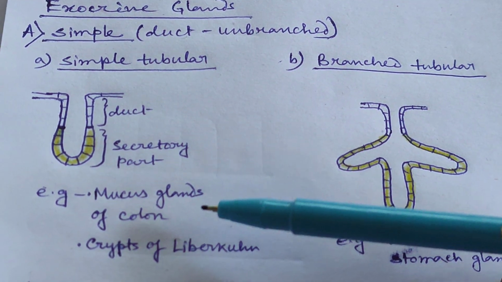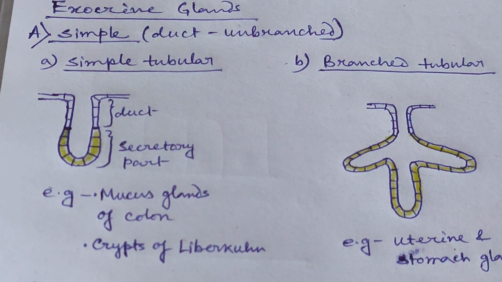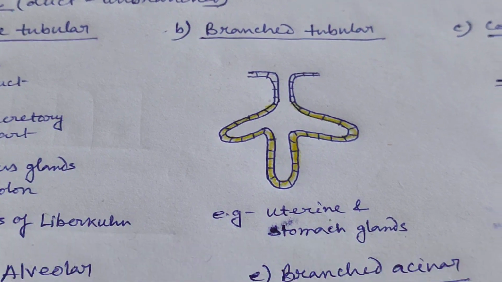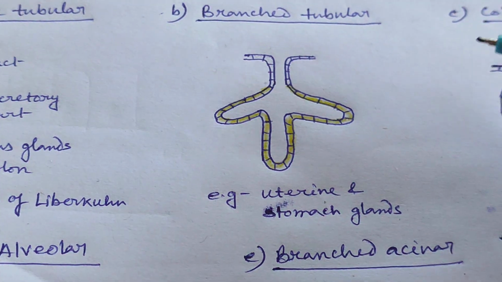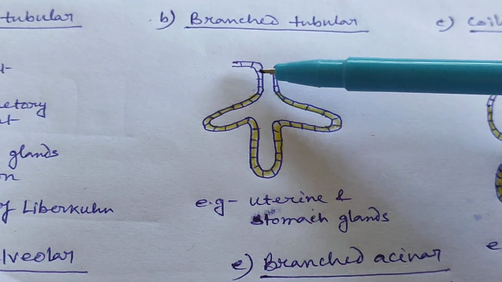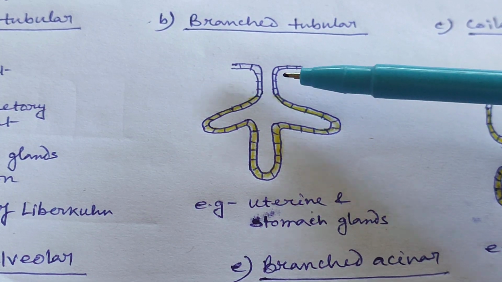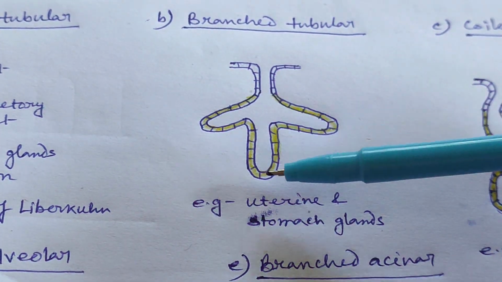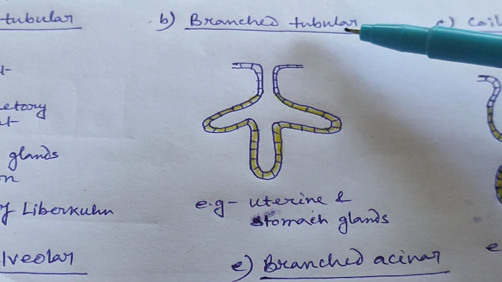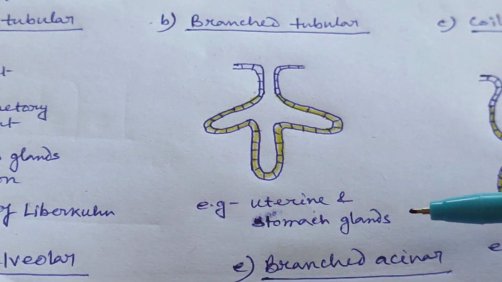This type of glands are present in mucous glands of colon and crypts of Lieberkühn, that is in our small intestine. Then if the secretory part is of tubular type but it is branched, then we call it branched tubular. See here, the duct is unbranched. That is why this is a type of simple gland. But the secretory portion is branched and it is of tubular shape. That is why it is known as branched tubular. Branched tubular glands are mainly found in uterus and stomach.